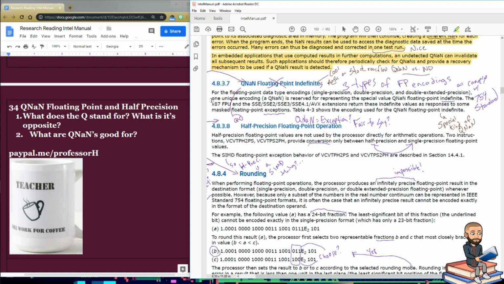And before I begin any reading, it might do you good to answer these questions. What does the Q stand for in a QNaN? And what is its opposite? We'll put opposite in quotation marks. And also one more review question to begin: what are QNaNs even good for?